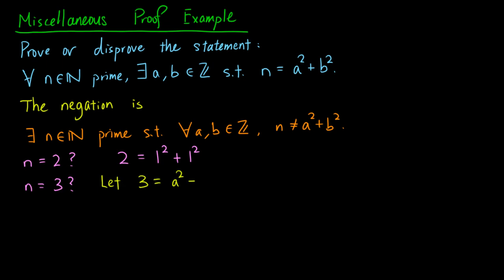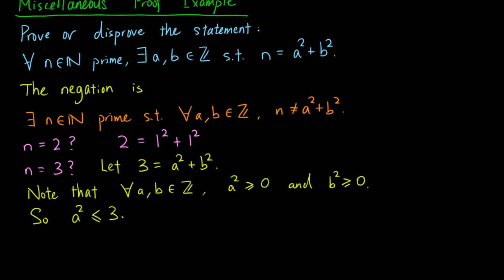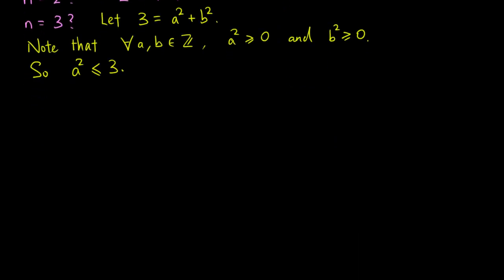Let's assume that we can do so. Since we know that a squared is non-negative and b squared is non-negative, for any integers a and b, we must have a squared is less than or equal to 3. In fact, b squared is also less than or equal to 3, but we just need to consider a squared. Since a is an integer, we must have a squared equals 0 or a squared equals 1.